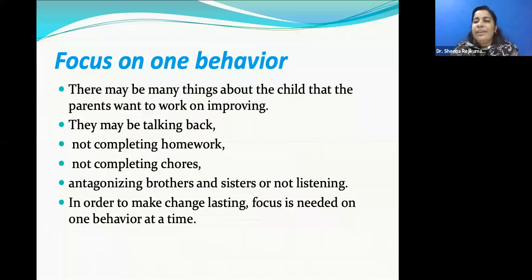They may be poor in their academics, they may be poor in their behavior, their language sense, everything is a spoiled brat. So there may be many things, but pick one behavior about the child that the parents want to work on improving. They may be talking back. That's a problem with parents mostly. These children give answers back, not completing their homework, not completing their chores, antagonizing brothers and sisters, or not listening at all. In order to make change lasting, focus is needed on one behavior at a time.